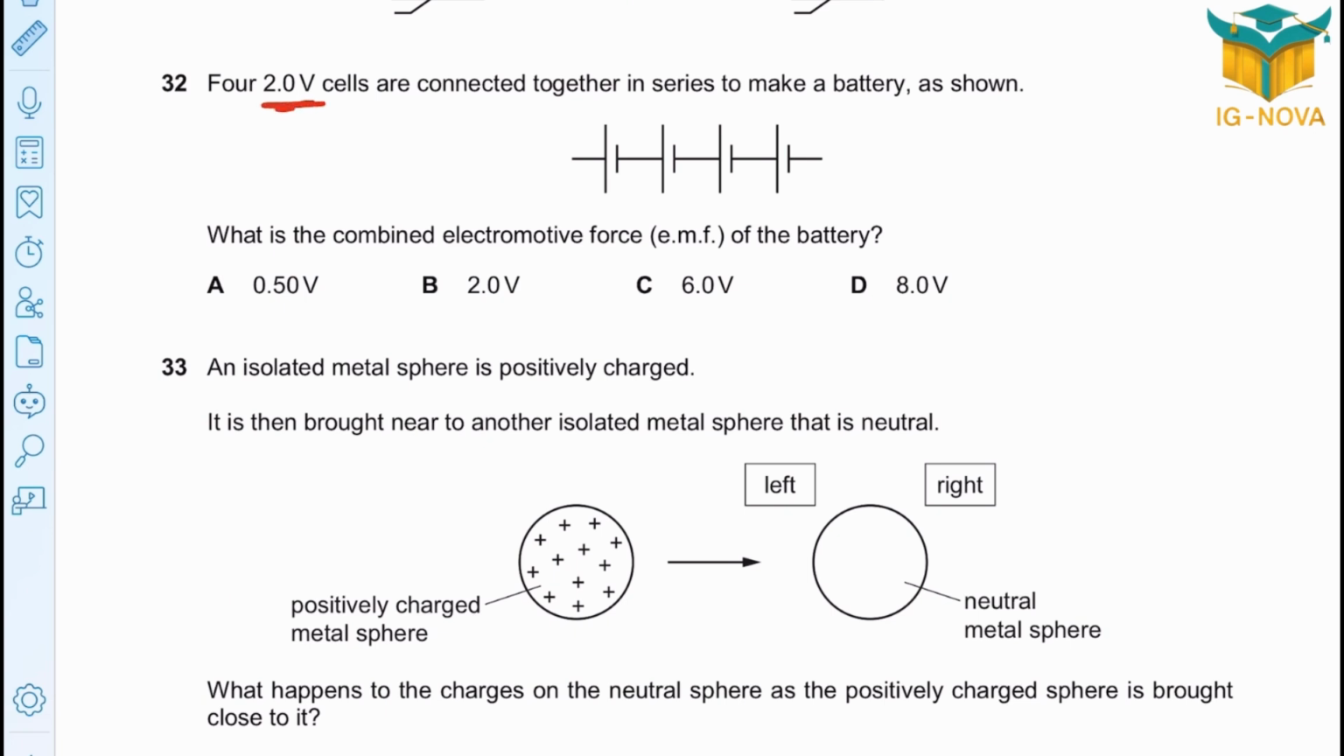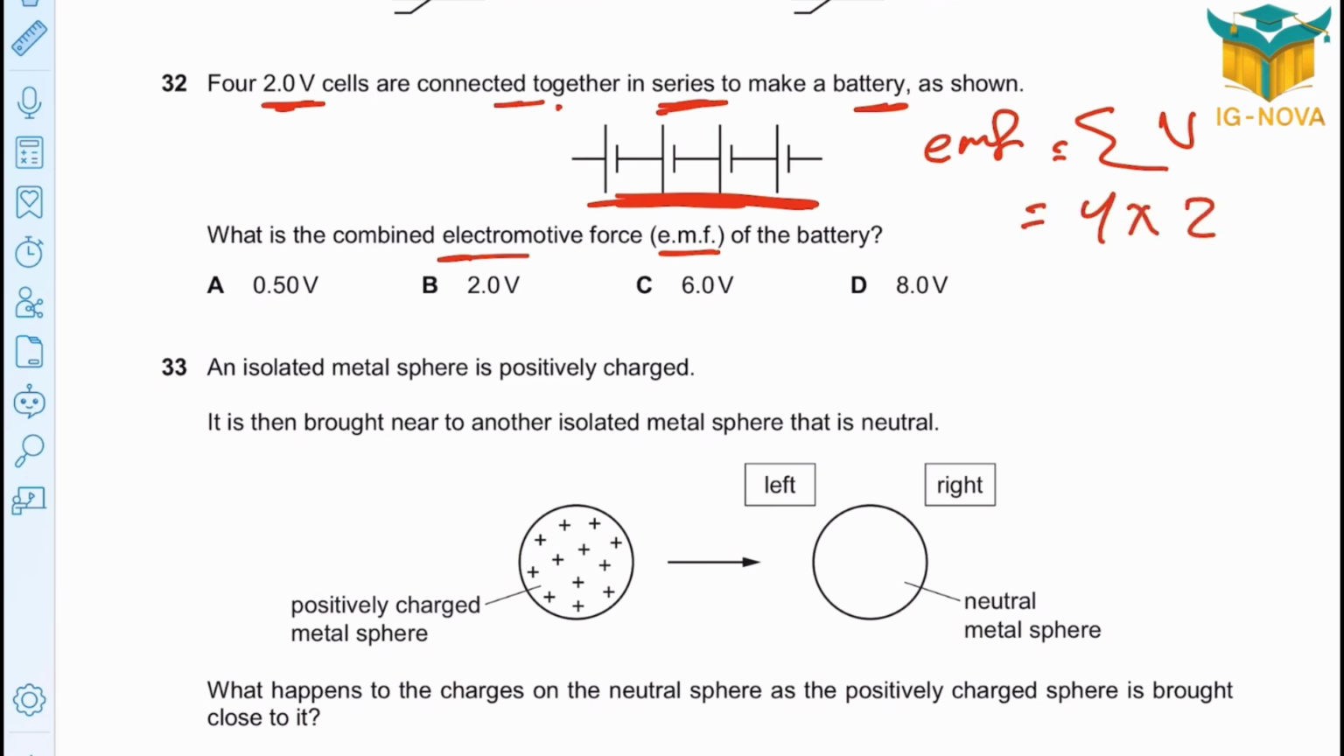Four 2-volt cells are connected together in series to make a battery as shown. What is the combined electromotive force? We know that electromotive force in a series connection is additive. Summation of voltage, so it's 4 times 2, which is 8 volts. This is the full battery amount of EMF. In series connection, voltage is added.